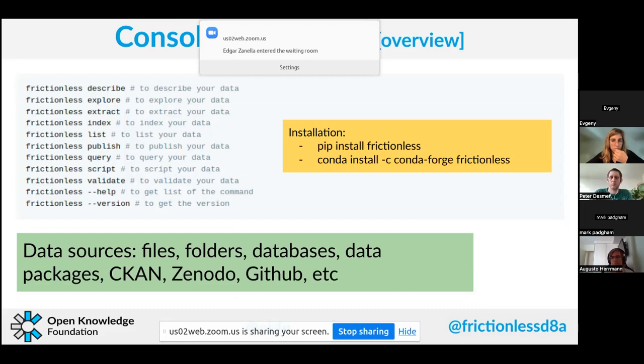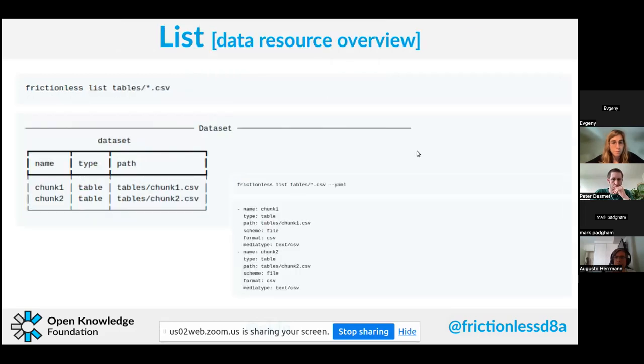So here's a list of commands, and all of them should work on many data sources, such as local files, local folders, databases, and maybe remote published data sets like on CKAN. For example, if it's published with a data package, it will use the data package. If it's not published with a data package, it will infer the metadata. So let's start from the list command. It's a new command, added to quickly see a list of resources in a data set.